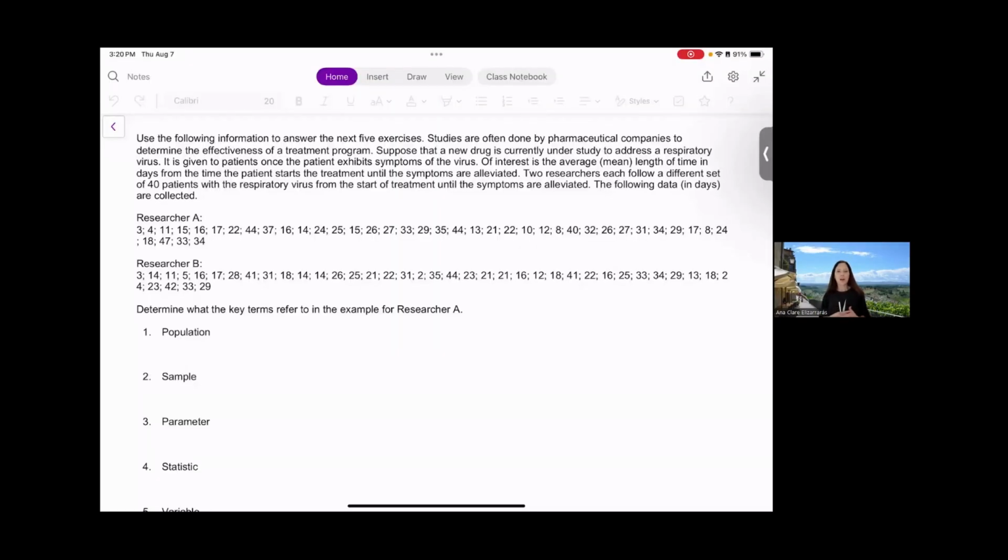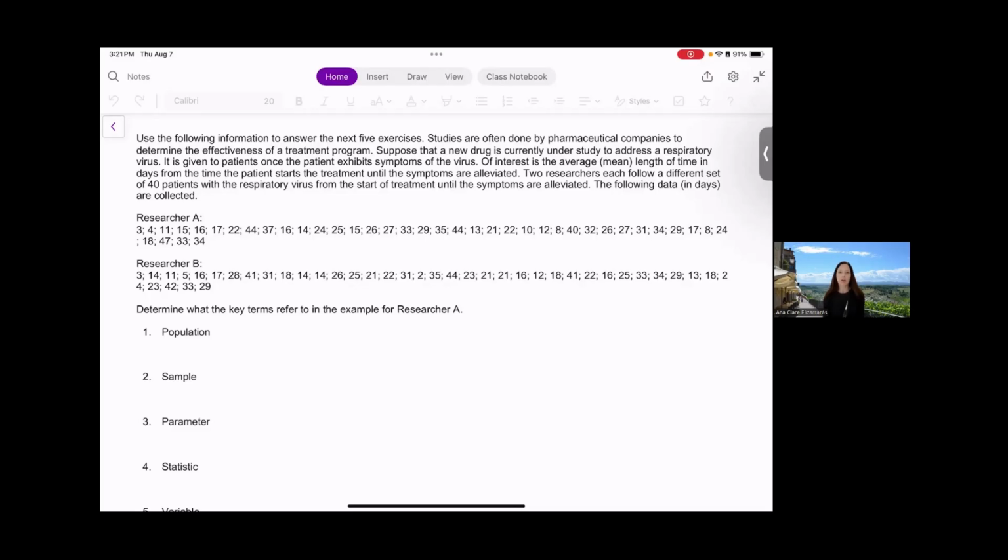Okay, use the following information to answer the next 5 exercises. Studies are often done by pharmaceutical companies to determine the effectiveness of a treatment program. And suppose that a new drug is currently under study to address a respiratory virus. It is given to patients once the patient exhibits symptoms of the virus. Of interest is the average mean length of time in days from the time the patient starts the treatment until the symptoms are alleviated. 2 researchers each follow a different set of 40 patients with a respiratory virus from the start of treatment until the symptoms are alleviated. The following data in days are collected.